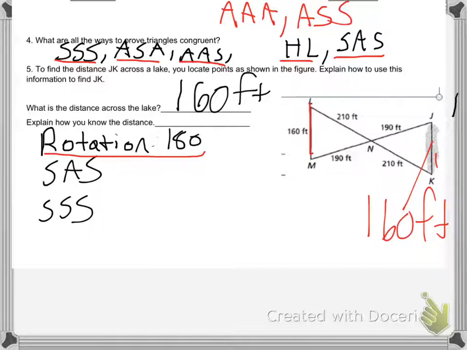Also, we can know that they're congruent by side-angle-side here, because we know that these two are congruent. They both have the same sides and the same angle. Or you could look at it as side-side-side, because we know that these sides are going to be congruent here, because we know that's 160 as well.